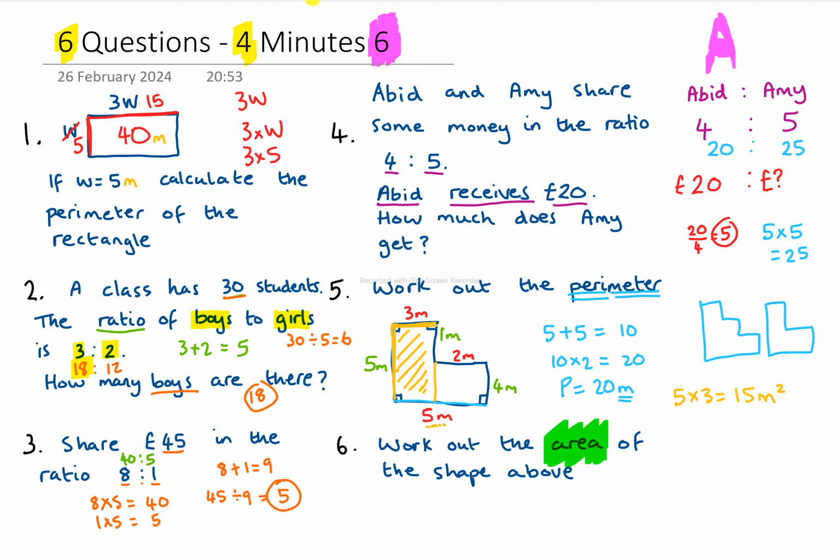Now I'm gonna get another color somehow. Shall we use that? No, let's use that. Okay, no problem. Now I'm gonna work out this. Can you see this bit here? 2 wide, 4 tall. So I'll do 2 times 4 equals 8 meters squared. So the total area is 15 plus 8 is 23 meters squared, or square meters.